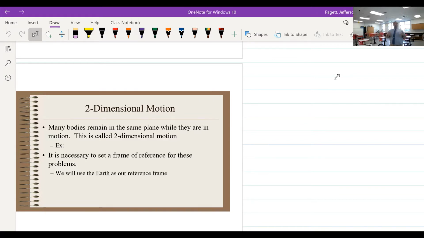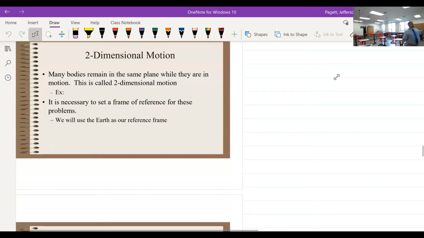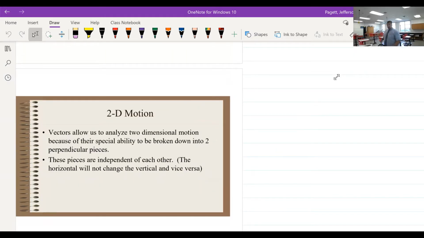It turns out that many objects will remain in the same plane, which means on the same flat part that they're in as they're in motion. So they're going to move up and down and forward, but not side to side. If you add in that side to side part, it becomes three-dimensional motion, which gets a little more complicated. We can still do it, but again, we're going to start with the simplest case and then work to the more complex. We're going to use the Earth, as always, as our reference frame. So we're going to say that the Earth itself is stationary, and we're going to measure that motion with respect to the Earth. The biggest one that we're going to look at is called projectile motion.